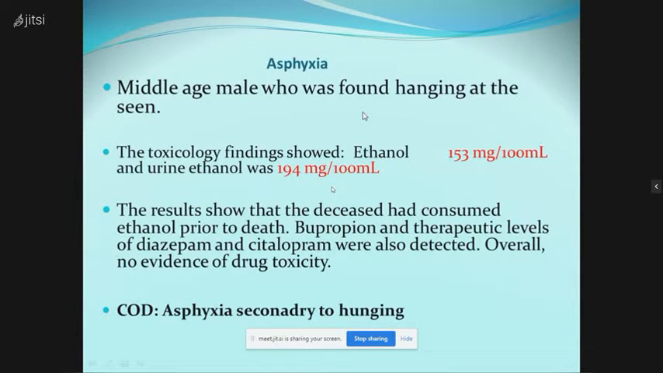Some examples of asphyxia: we get cases of, say, hanging, and the hanging is the obvious cause of death, but we do toxicology for this to see whether the person had taken drugs or alcohol prior to death. And asphyxia can cause death by cessation of the circulation of the blood in the brain for a couple of minutes, which leads to death.